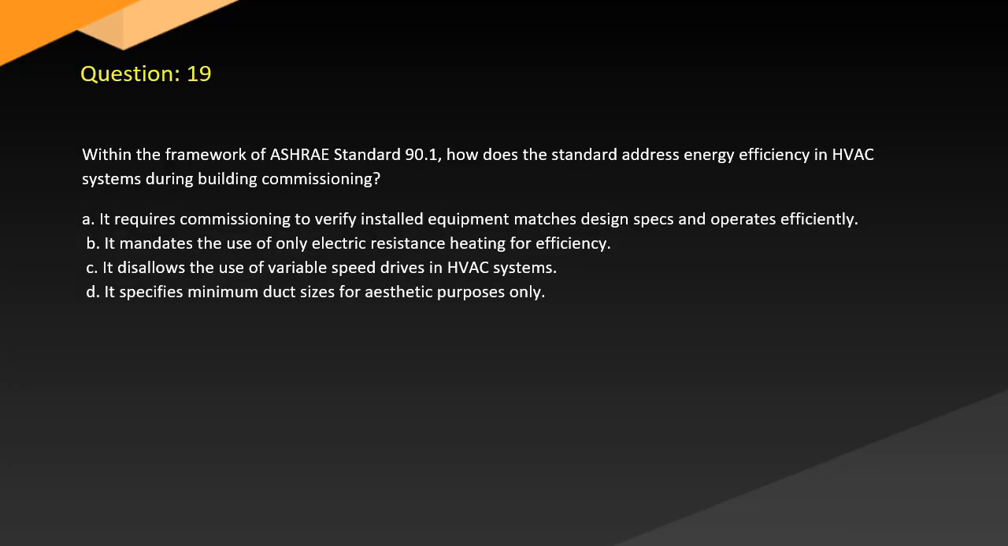Question 19. Within the framework of ASHRAE Standard 90.1, how does the standard address energy efficiency in HVAC systems during building commissioning? A. It requires commissioning to verify installed equipment matches design specs and operates efficiently. B. It mandates the use of only electric resistance heating for efficiency. C. It disallows the use of variable speed drives in HVAC systems. D. It specifies minimum duct sizes for aesthetic purposes only.